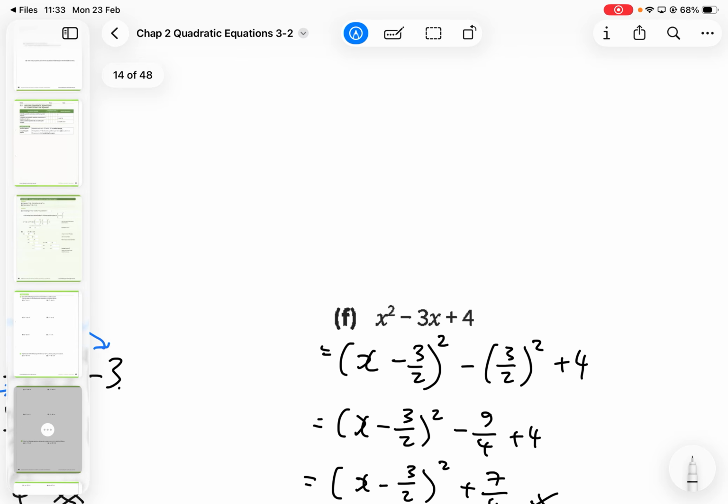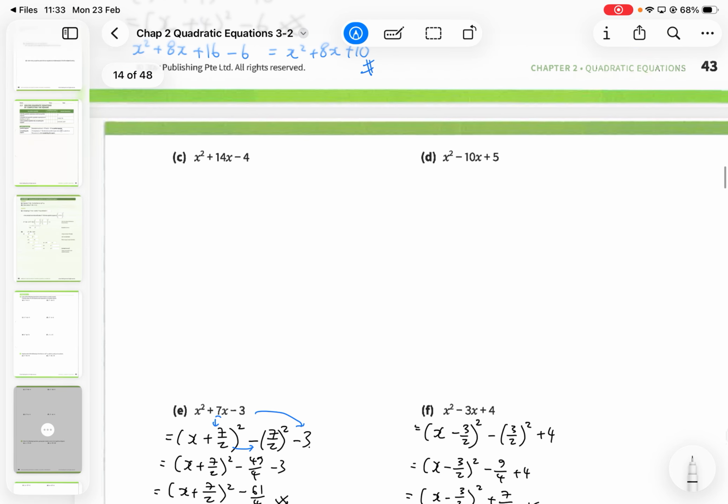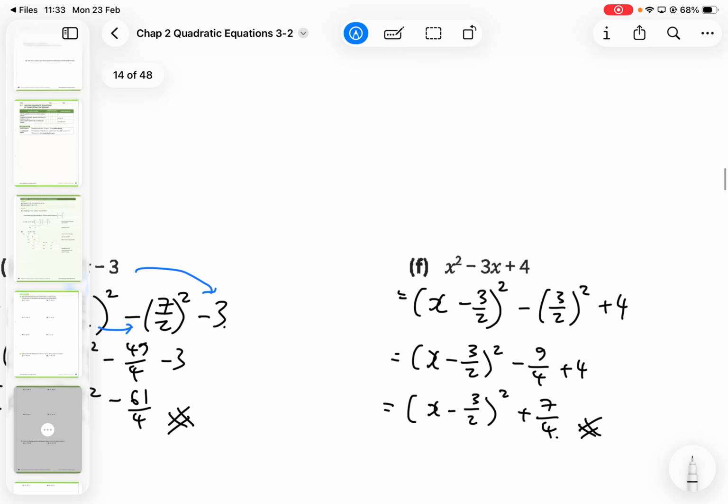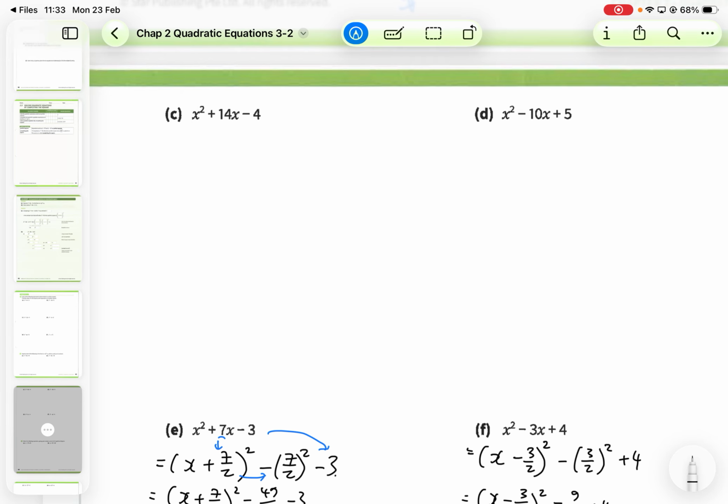Okay? Try on your own. B, C and D. They follow the same idea. This one divided by 2 come here. Then because of this number, I would have created an extra square of this. So I must minus away the square of this. Then the plus 4 is still behind. Okay? C and D.